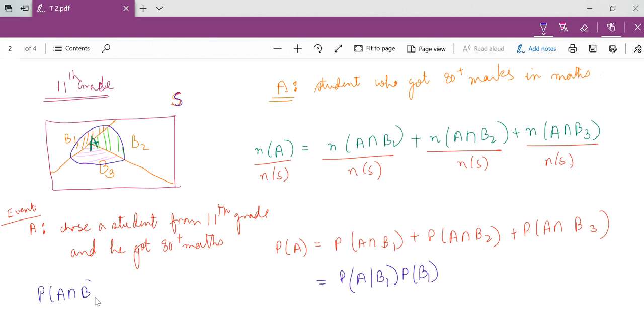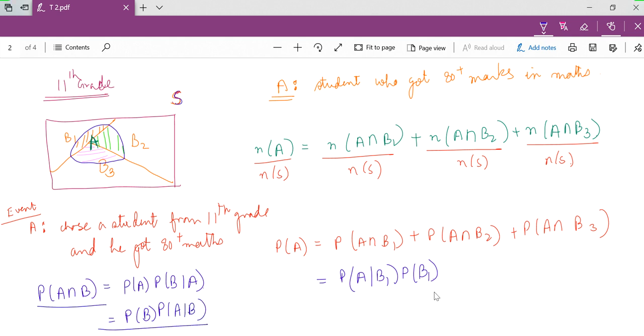The probability of any two events happening together is the probability of an event happening into the probability of another event happening, provided the first event has already happened. This I can either write in this fashion or in this fashion. Both are the same thing. This is called the multiplication law of probability. Similarly, I am going to write here the probability of A provided B2.